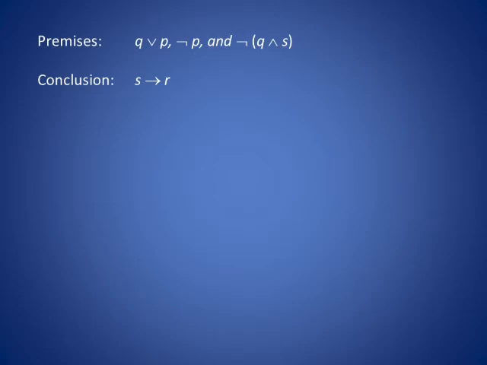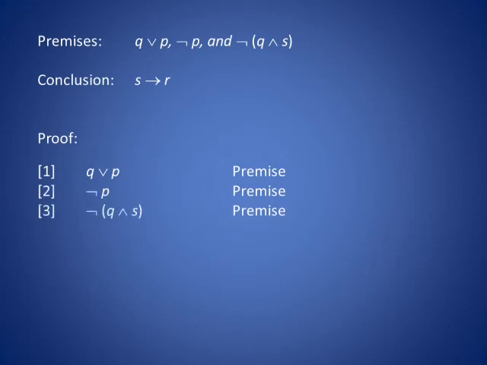If you would like to produce the proof on your own, you should pause this video now. Here then is the proof. We first list our three given premises, Q or P, not P, and the negation of Q and S. From the first two premises and the disjunctive syllogism rule, we conclude Q, since at least one of Q and P must be true, yet P is false.